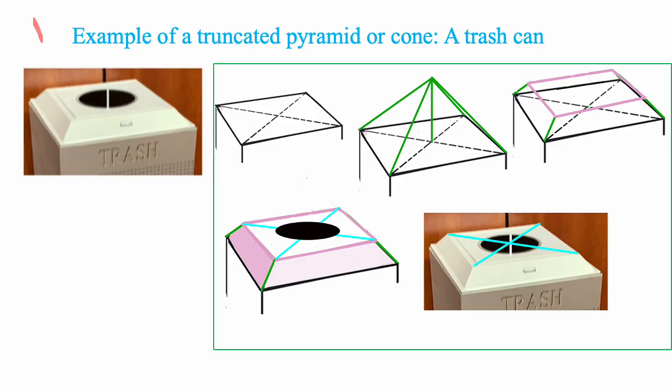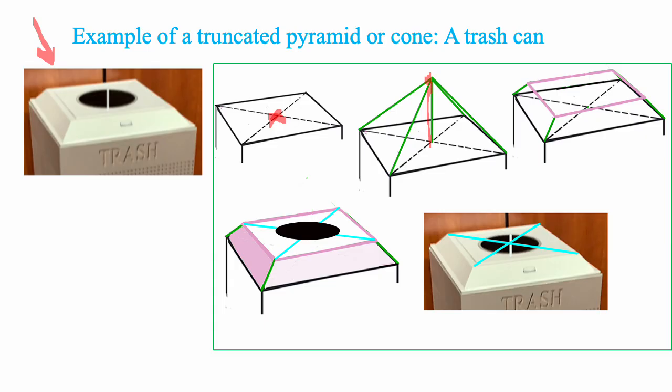This trash can is an example of a truncated pyramid, or if it were rounded out, a truncated cone. So how do we draw it? We find the diagonals of this rectangle and erect a vertical line, and then at a certain point, connect this top to each of the corners. So now we have a pyramid.